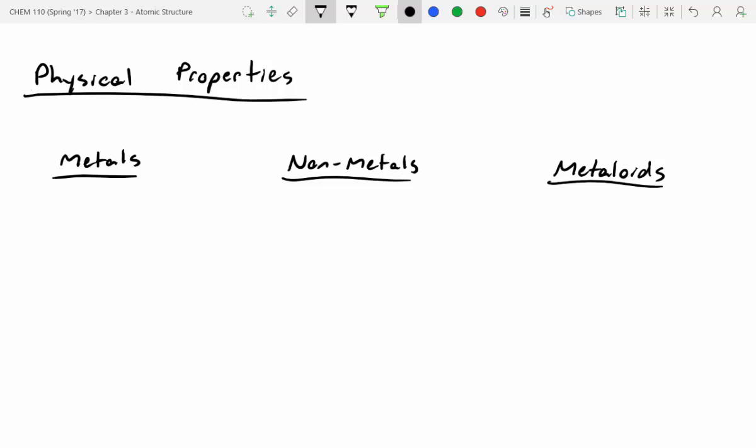Typically solids. Yeah, typically solids. With what weird exception? Does anybody know the liquid metal? Mercury. So mercury is that liquid metal. It's a little bit weird. That's kind of the exception to the rule. Almost all metals are solid except for mercury. And they're usually solid at room temperature, right? If you heat up iron, you can melt it, but that's under really extreme temperatures.